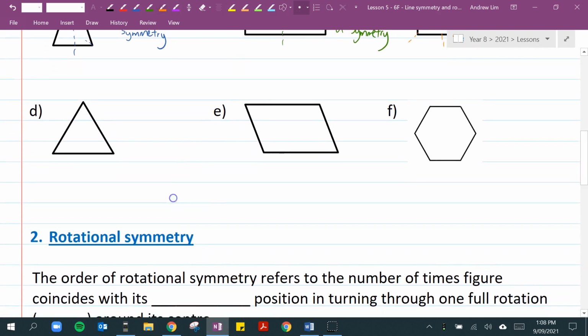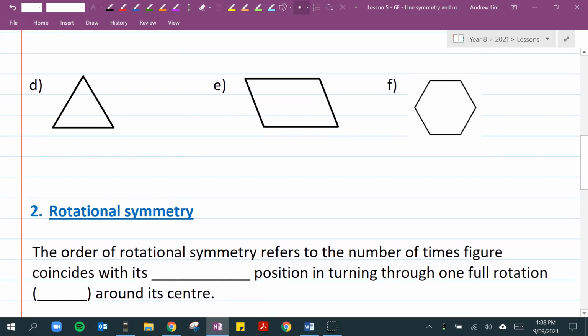Right, what about question D, E, and F? I'll get you to pause the video and have a go with question D, E, and F by yourselves. Question D is an equilateral triangle. I'll just put the markings in so that you know that these sides are all equal to each other. And question F is a regular hexagon, so all sides are equal as well. Right, pause the video, have a go.